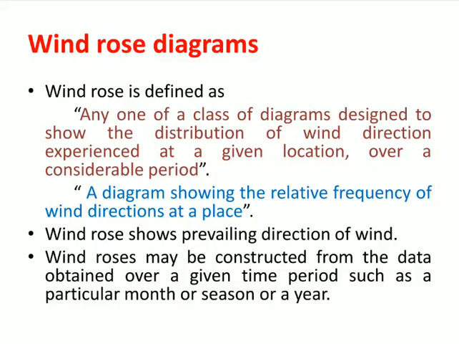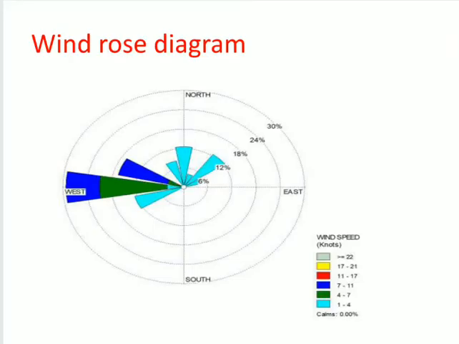You can see a windrose shows the prevailing direction of wind. Windroses may be constructed from the data obtained over a given time period, such as a particular month, season, or a year. This is the windrose diagram.